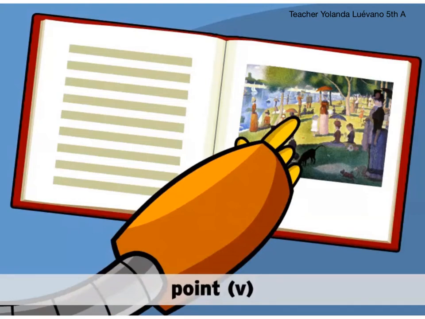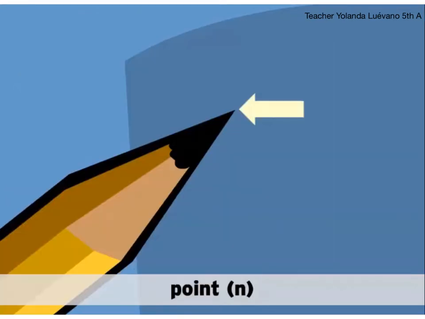Point. Moby is pointing at the picture. Point. That is a verb. But point can be more than a verb. Point can be a noun. This is the point of your pencil.